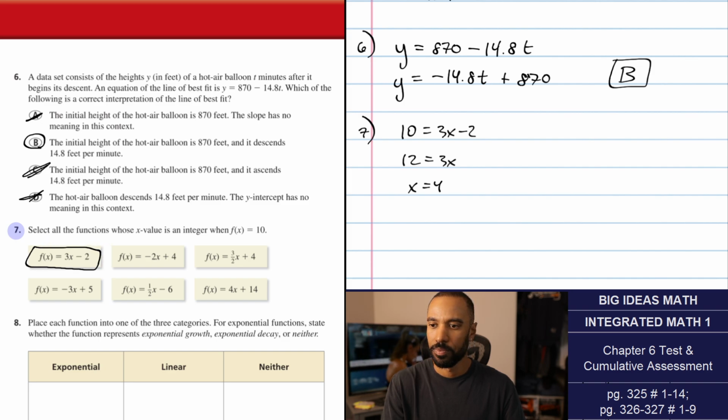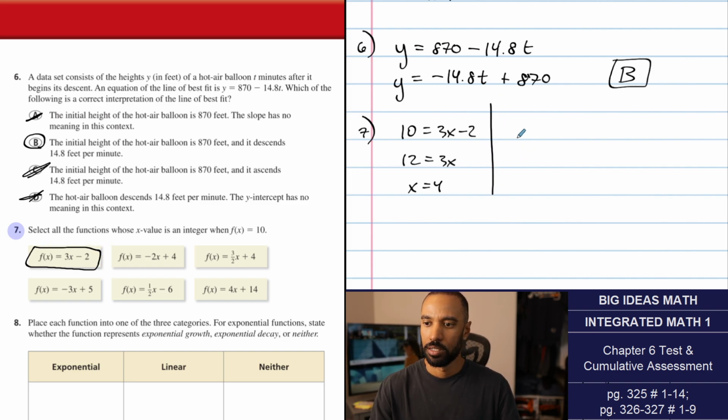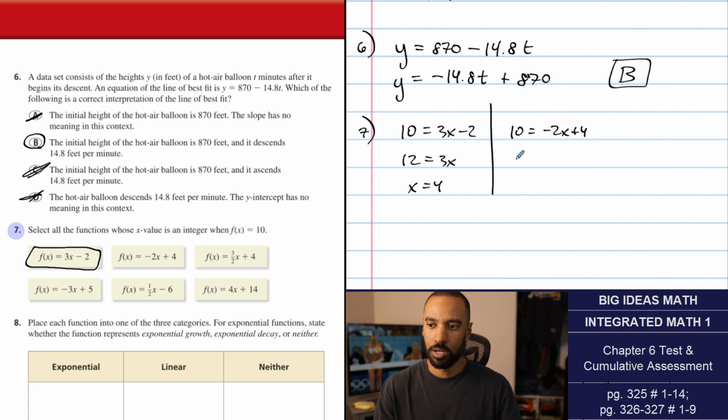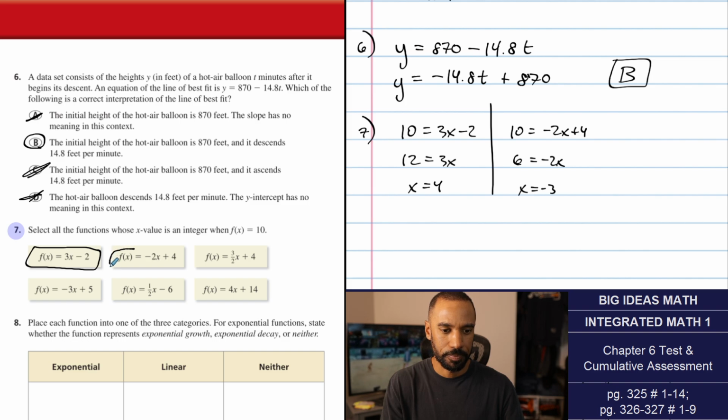That's an integer. Let's try it again. Let's do 10 equals negative 2x plus 4. We subtract 4 and we divide by negative 2. You get x equals negative 3. Also an integer. So this one's good.